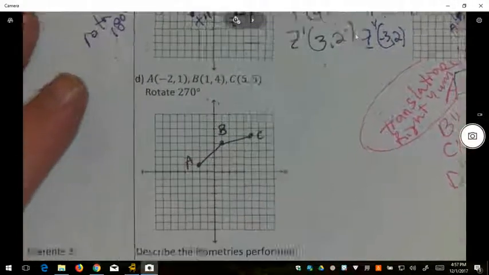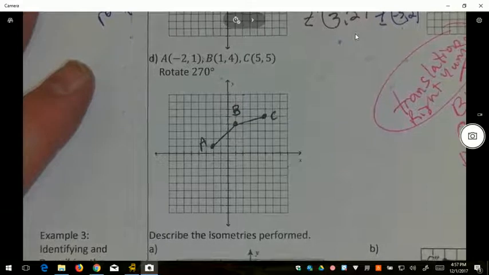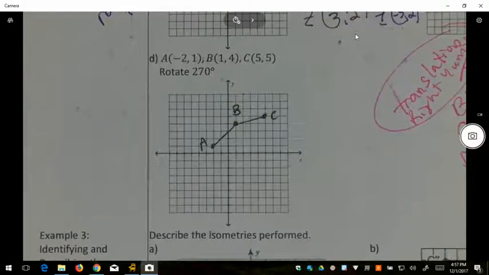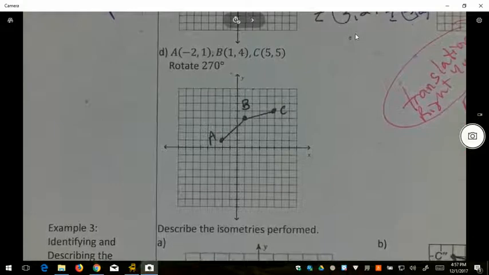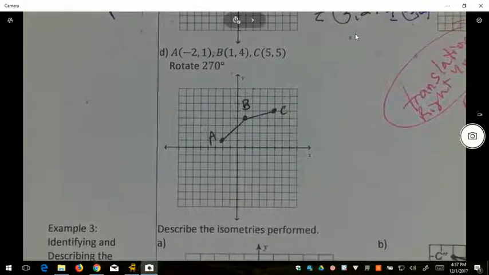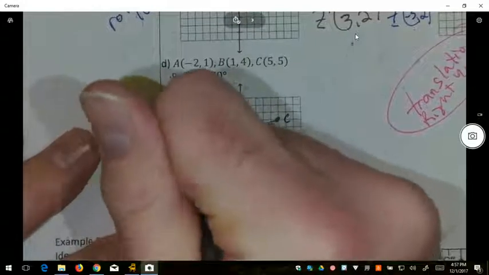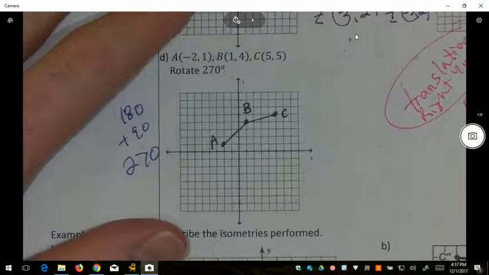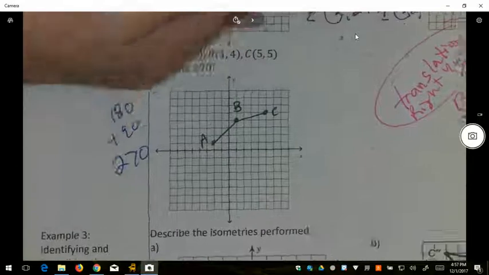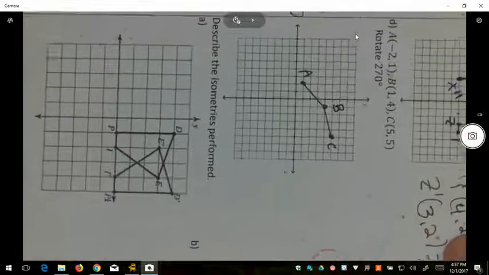For letter D, they want a rotation of 270 degrees counterclockwise, unless they specify otherwise. I could simply turn my paper that many times to the left. I could also do the rule for 180, followed by the rule for 90, because 180 plus 90 is 270. So I'm going to turn my paper first just to see how it would turn out. Here's 1, that's 90, 2, that's 180, 3, that's 270.